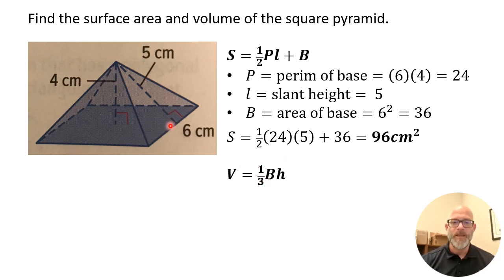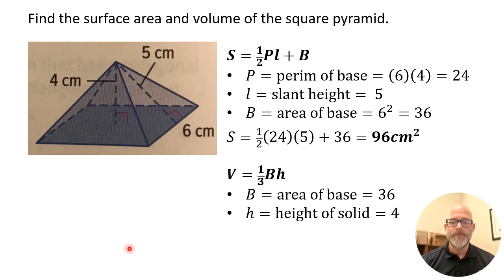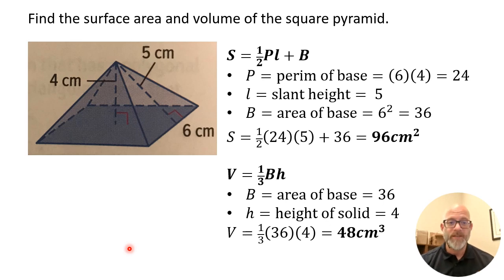What's B stand for? Area of the base, which will be 36. What's H stand for? Orthogonal height, this height right here, the perpendicular height, which is 4. So what do we say? 48 cubic centimeters. Wow. 48 cubic centimeters. Volume is always in R3. It's 3-dimensional. It cannot be collapsed. The space inside this pyramid cannot be collapsed into a plate. It's 3-dimensional. It's in R3.